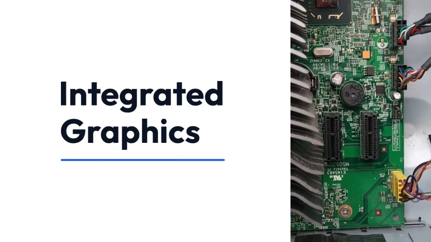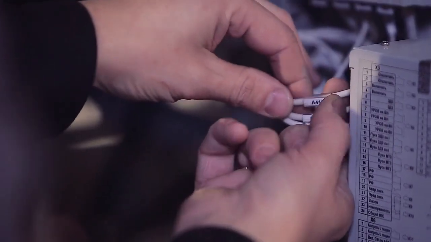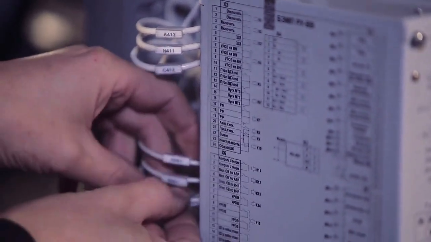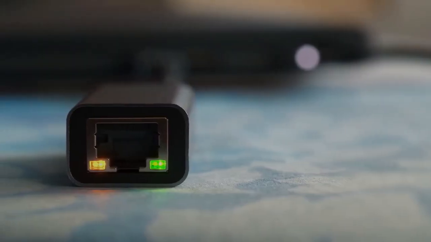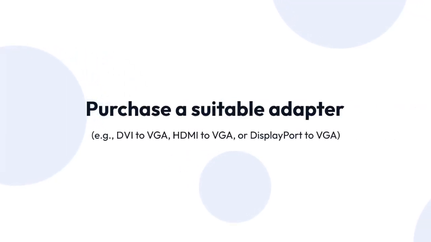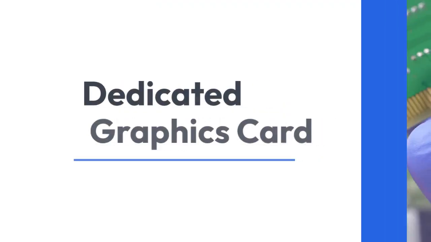2. Integrated graphics. If you're using integrated graphics, look for a video output port on the back of your computer case connected to the motherboard. This is usually DVI, HDMI, or DisplayPort. You will need a VGA adapter to connect your VGA cable. Purchase a suitable adapter, for example DVI to VGA, HDMI to VGA, or DisplayPort to VGA, that matches the output type on your motherboard.